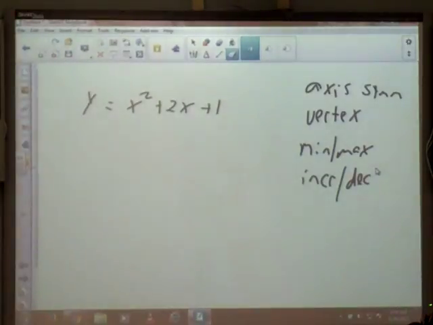Would A be 1? Yes, yes, good job. That's just symmetry. Yep.